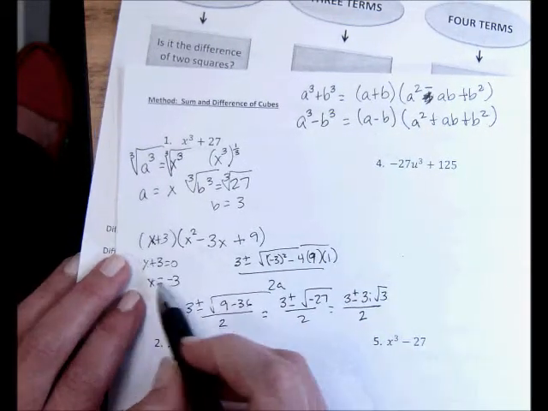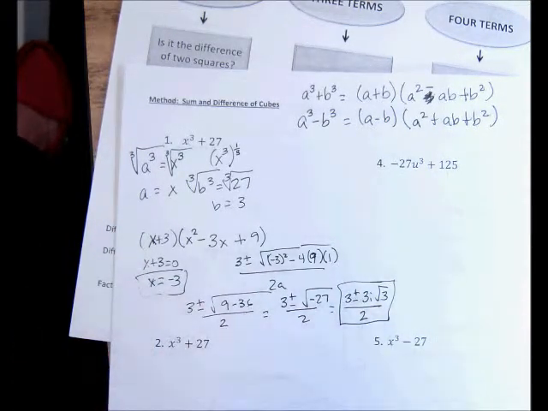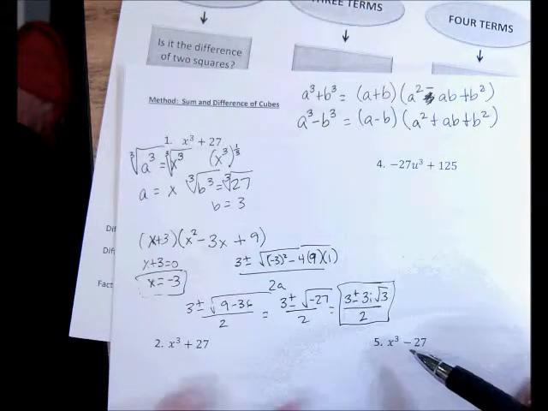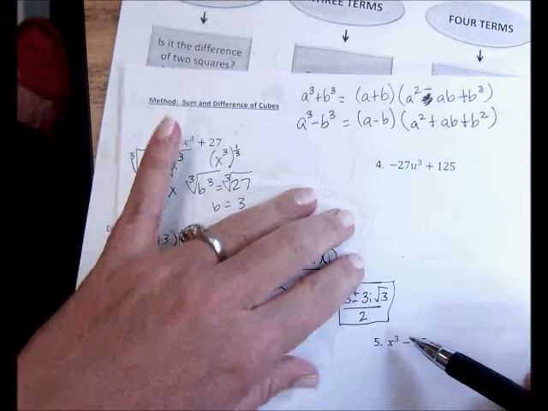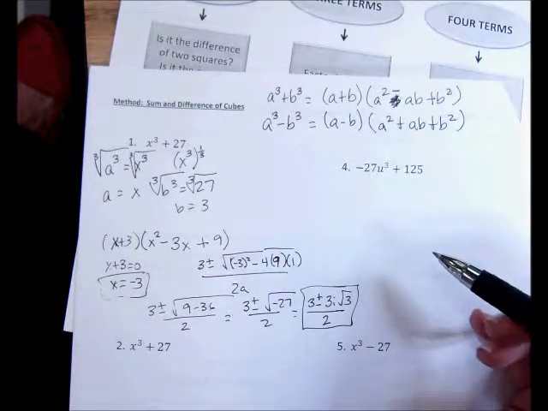So my roots would be x is equal to -3, and then x is equal to 3 plus 3i times the square root of 3 over 2, and 3 minus 3i times the square root of 3 over 2. So that helps you with this one. Number 4 is an important one because it looks very similar to what we had today in class.